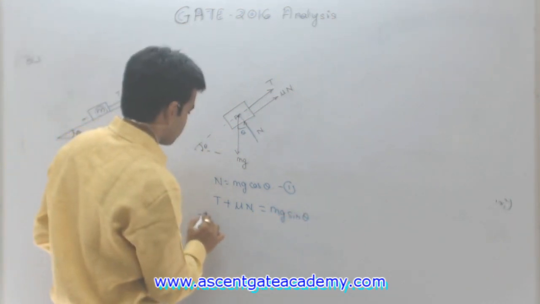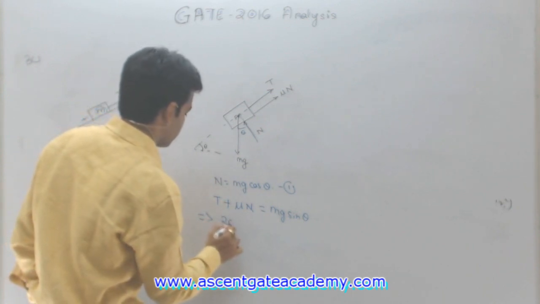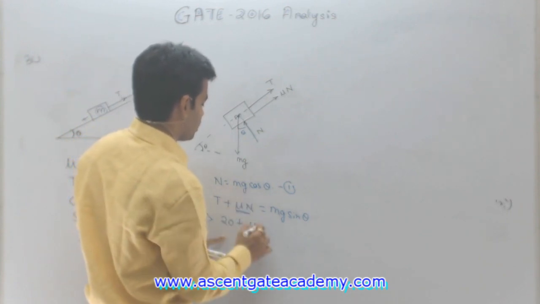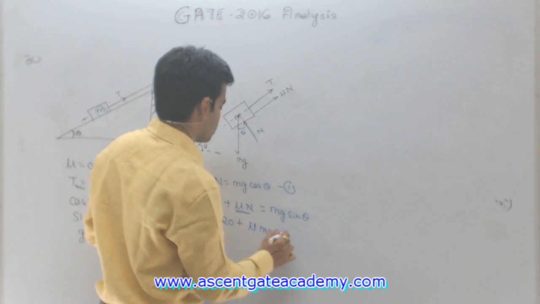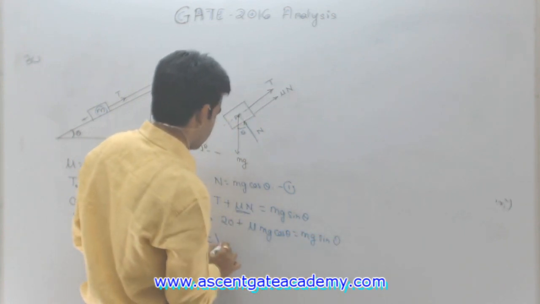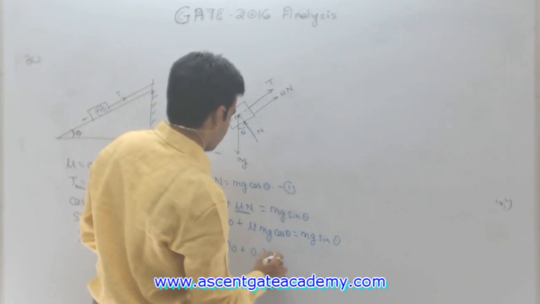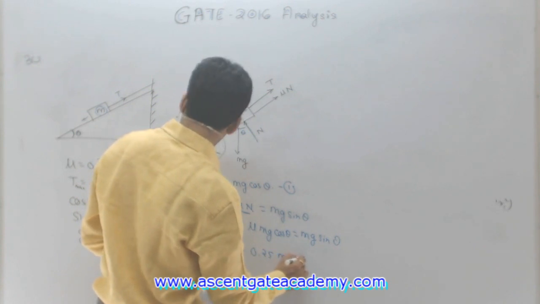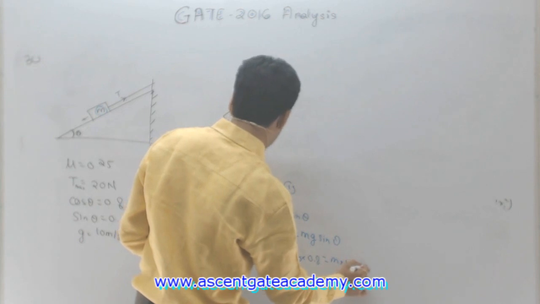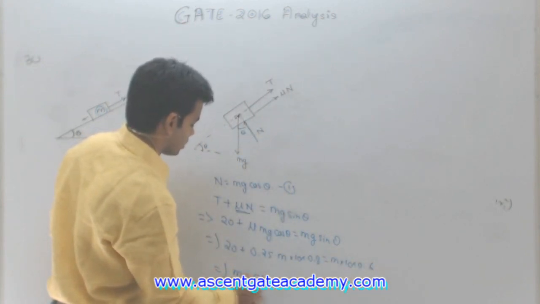Now just put the values. This T is given as 20 Newton, maximum value of T is given as 20 Newton, plus mu into N, so mu into N is mg cos theta, is equal to mg sin theta. Now put the values. This will be 20 plus mu is given as 0.25, m we have to determine, into 10 into cos theta is 0.8, is equal to m into 10 into 0.6. Okay, and on solving this we will get mass as 5 kg. Answer.